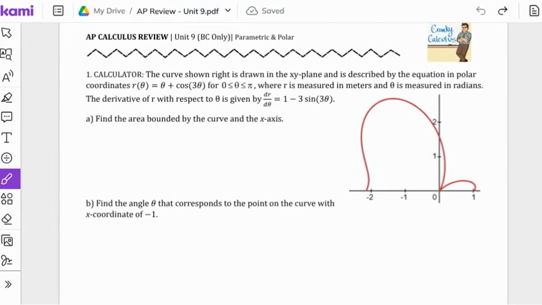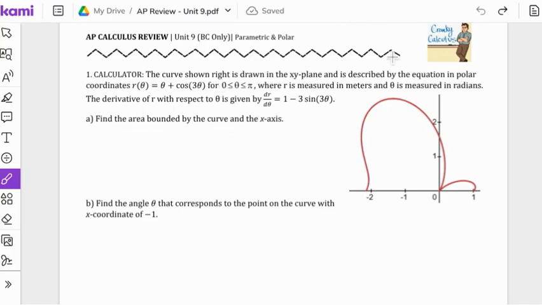Today we're going to be doing the Unit 9 Calc BC AP review test. Unit 9 is about parametric and polar equations, so let's begin. This FRQ section begins with a curve represented by the equation r of theta equals theta plus cosine of 3 theta on the interval 0 less than or equal to theta less than or equal to pi, where r is measured in meters and theta is measured in radians, and where the derivative of r with respect to theta is given by dr d theta equals 1 minus 3 sine 3 theta, which you could find by yourself. Let's start with the first question, which is to find the area bounded by the curve and the x-axis.